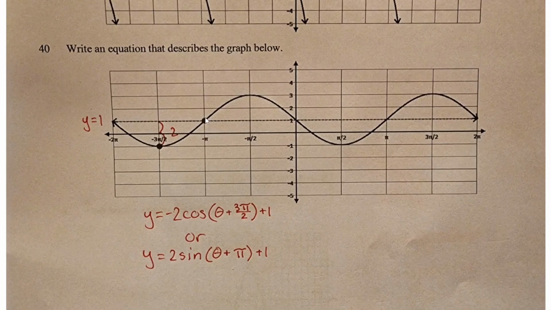Likewise, you could say that this is the starting point here, therefore this is sine, and since this starts at the midline going up, just like sine normally does, therefore it's positive 2 sine. It's been shifted left pi units, so we're going to say plus pi and then plus 1, because that's where the midline still is. So, ladies and gents, that is all of the questions.